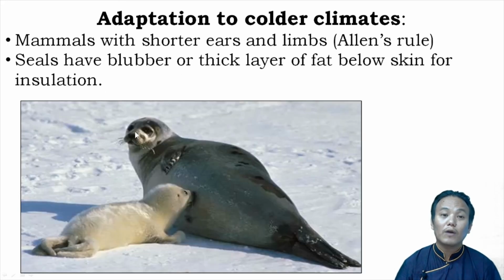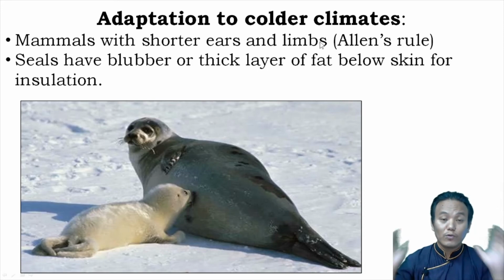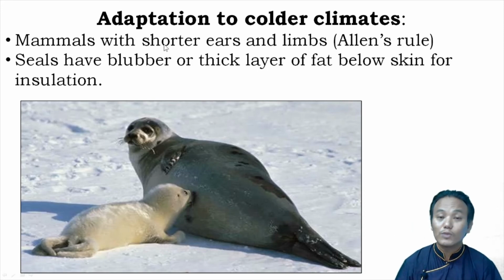Now, if we talk about adaptive features of organisms that live in colder climates, we can think about mammals of the colder climates. Right? So mammals found in colder climates, in polar regions, have got short ears and limbs. Right? So they have shorter ears and limbs, which prevents them from losing body heat through body extremities. We lose a lot of body heat through our ears and our limbs. Right? So mammals found in colder climates have shorter ears and limbs, which is known as Allen's rule.